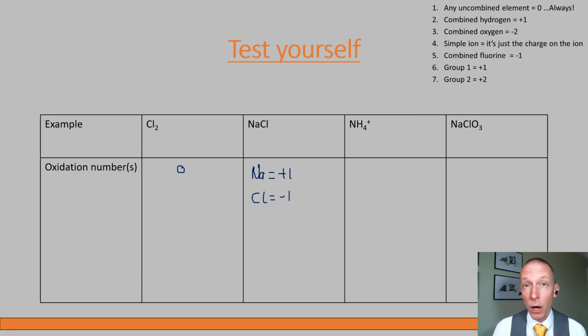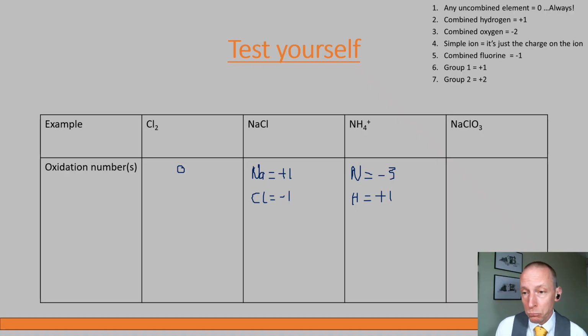Next, we've got an ammonium ion. So we've got a compound and it has a charge of + overall. Now looking at our rules, we can see that combined hydrogen has an oxidation state of +1. Overall, we've got a charge also of +1. We've got 4 atoms of hydrogen. Therefore, to again partially balance out that charge, the nitrogen is going to be in the -3 oxidation state. Nitrogen is another one of those elements that has many different oxidation states.